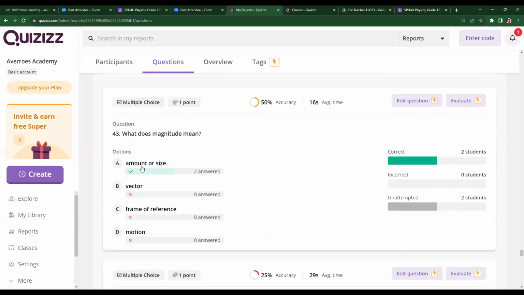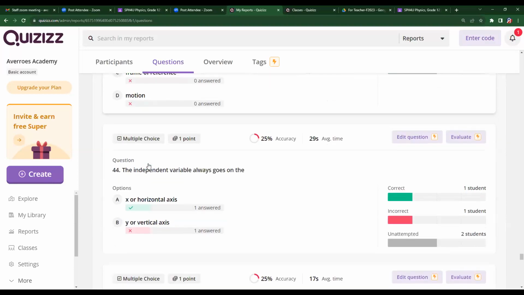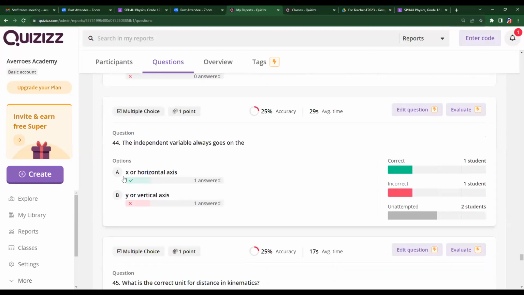So magnitude is size, so it's number. So magnitude for velocity is how fast object is moving. Magnitude for force, how big is the force. So it doesn't have direction, so it's only how big it is, so size. Independent variable is on horizontal axis and vertical axis is dependent.